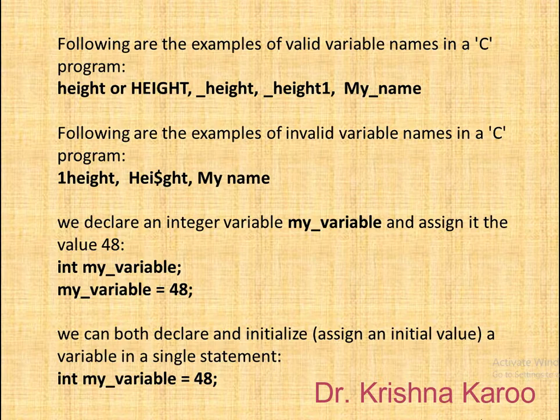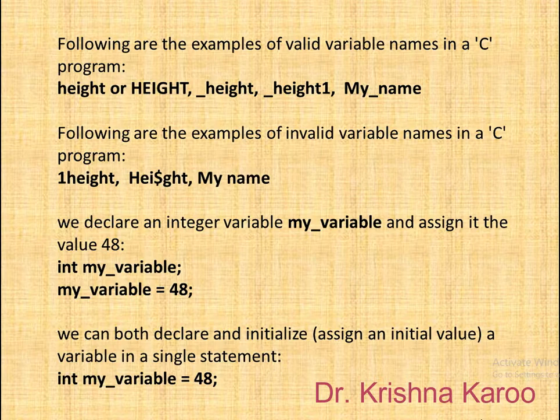How are some invalid variable names formed? Suppose we create a variable starting with a number, so that should be an invalid variable. Suppose we create a variable with a symbol, that should be an invalid variable. Suppose we create a variable with a space, so that should be an invalid variable.